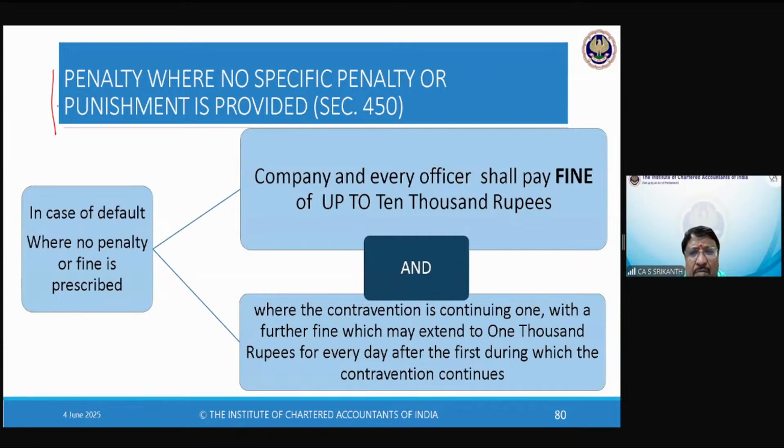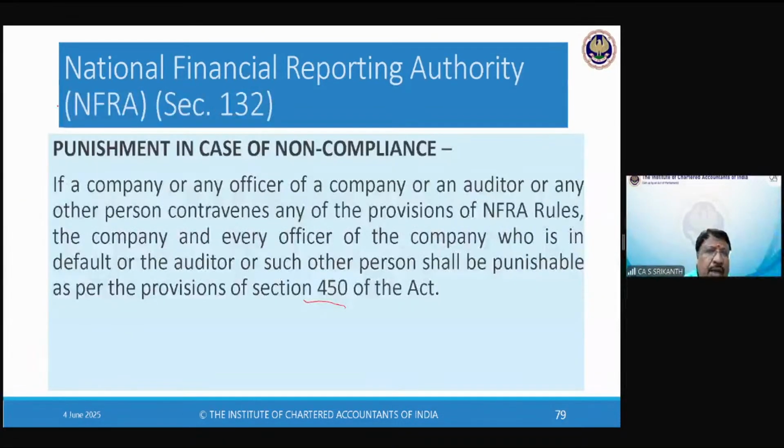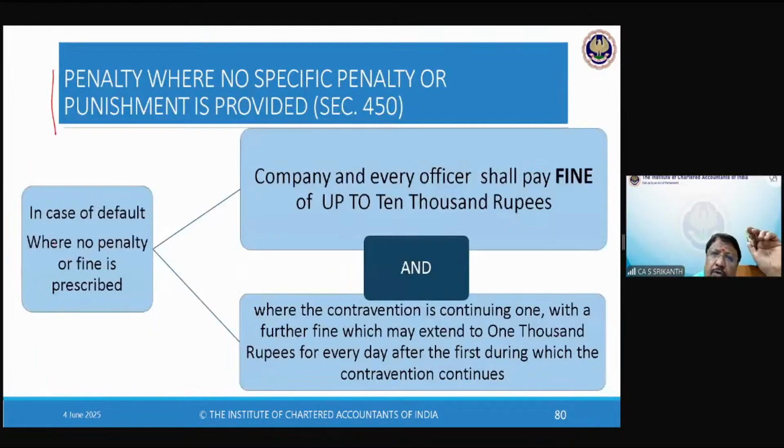Where a company is in default, the company and every officer in default should pay a fine of up to 10,000 rupees. With a continuing offence, then 1,000 rupees for every day after the first during which the contravention continues. So here, any non-compliance with NFRA, they're saying, go under 450. Okay. 450 is interesting, not in your syllabus, but try to remember.